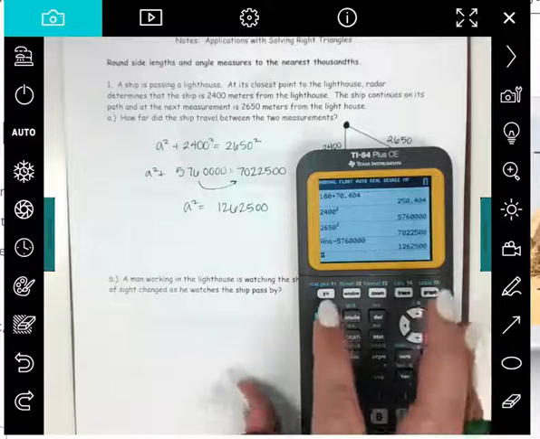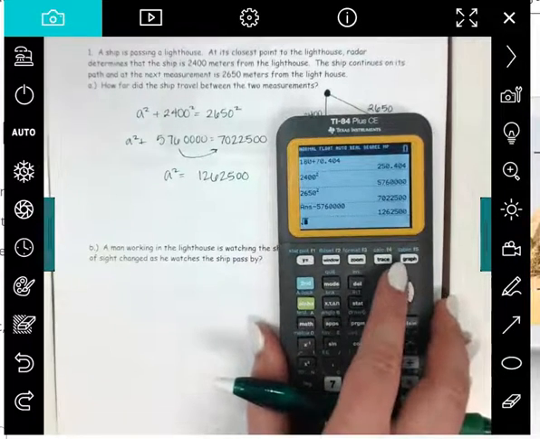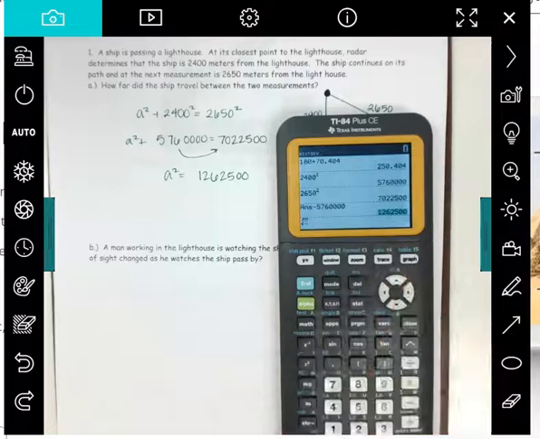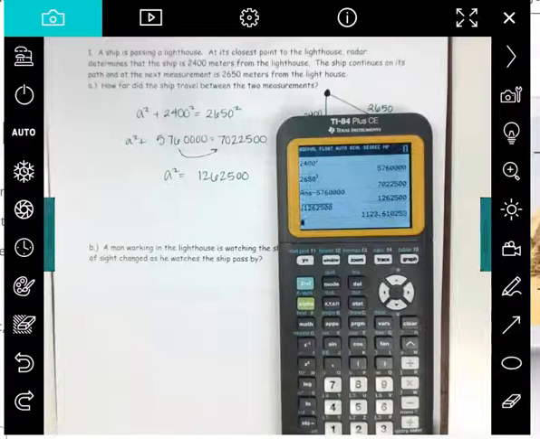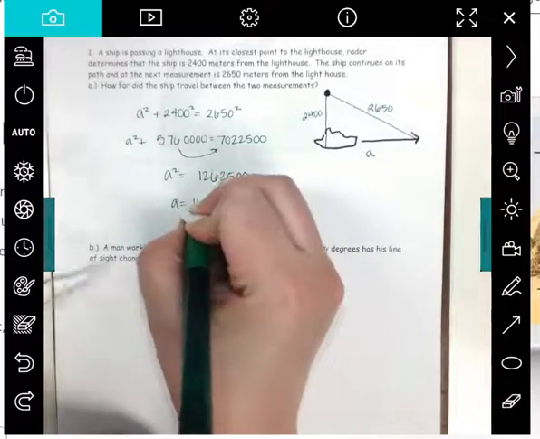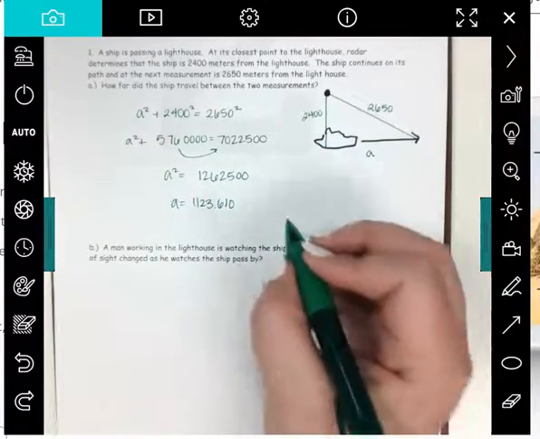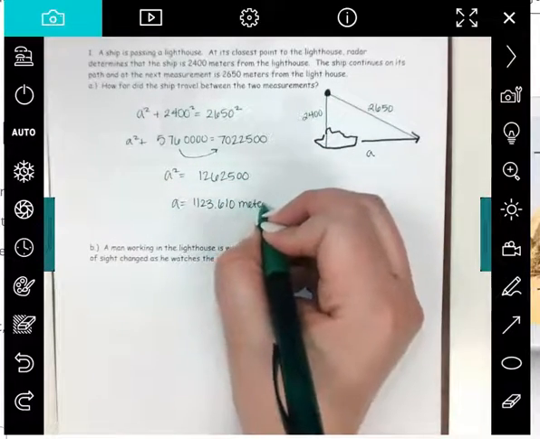Square root both sides. And then, surely y'all know this by now, but if you type in the square root and you don't want to retype that, just push enter on the number and it'll copy it in there for you. Okay? So I got 1123.610. That's how long this side is. 1123.610. And that would be measured in meters.